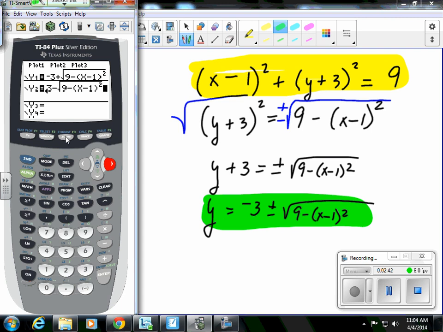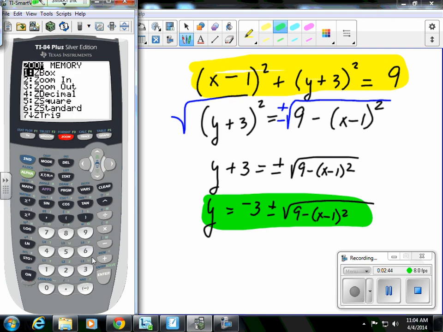Now, many of you, I'm going to go to zoom and I'm going to do number 6, standard, because many of you are probably in that mode. And when I hit graph, that circle doesn't look like a circle. It looks like an oval or an ellipse. So instead, I'm going to go back now to zoom and say square up my window, number 5.